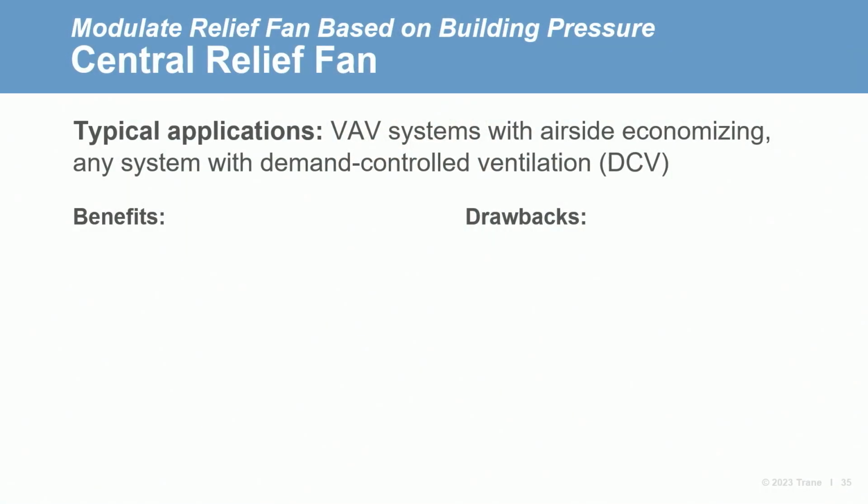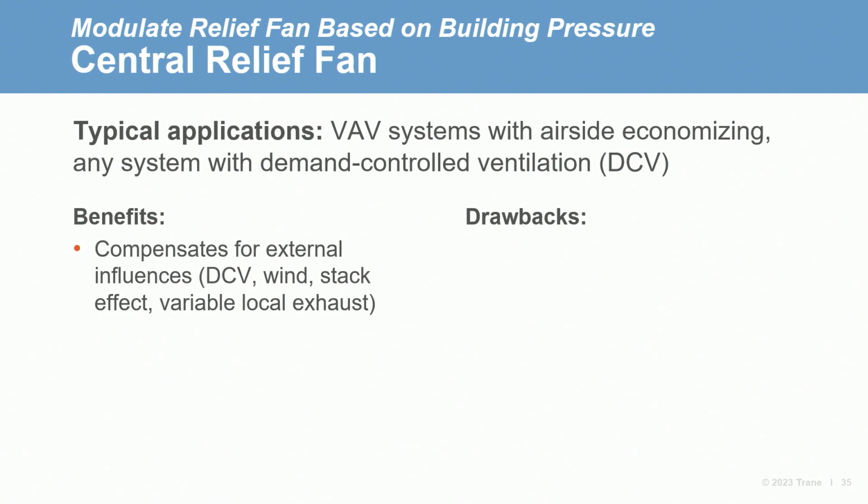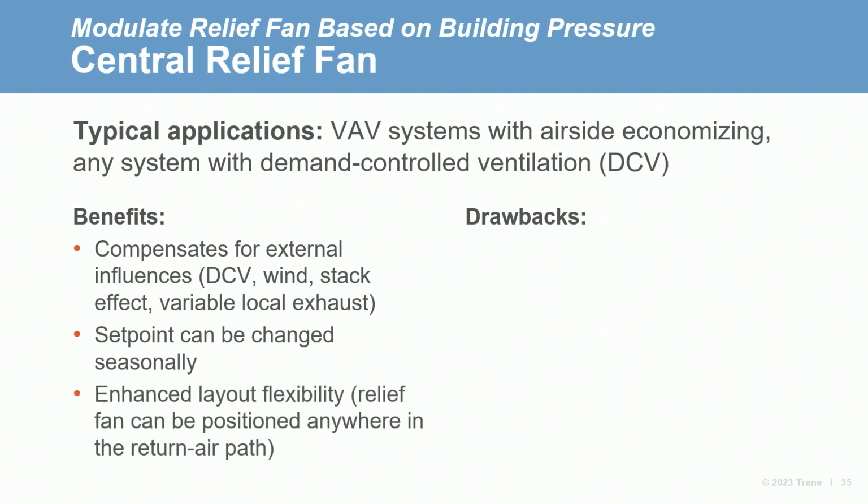Modulating the central relief fan can provide very stable control of building pressure. It allows the HVAC system to respond to changes due to airside economizing, demand-controlled ventilation, wind, stack effect, or local exhaust fan operation. And it allows you to change the set point during summer versus winter operation. Oftentimes, it affords more layout flexibility than a return fan, which we'll discuss next.